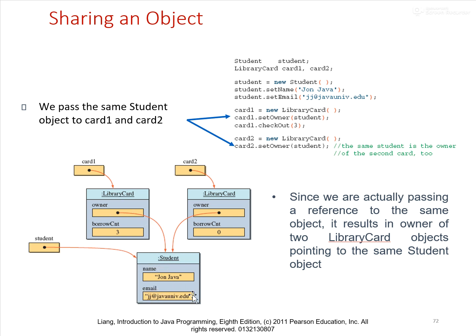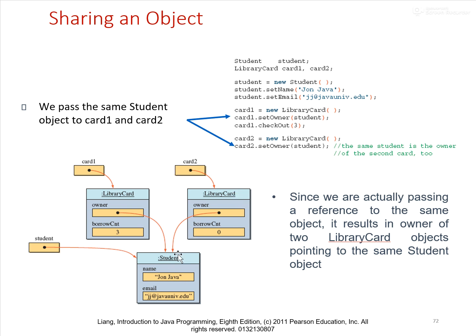So any change that I make in here, like a change in the email or a change in the name, when I try to access that field, that member variable of student, from inside library card, it will take me to this object, to the student object. Whatever change I made in here from the last time, that will be visible from that library card. Same thing from the other card.